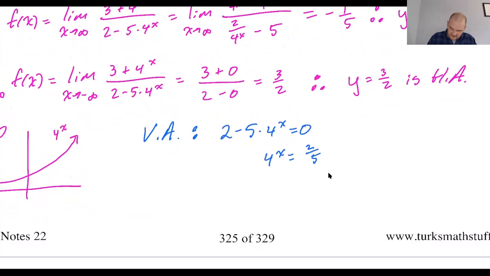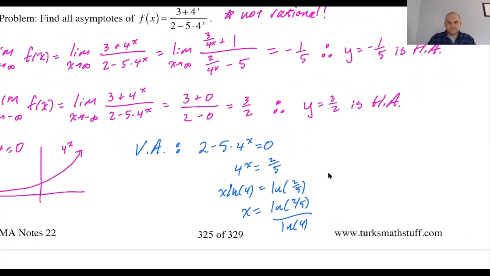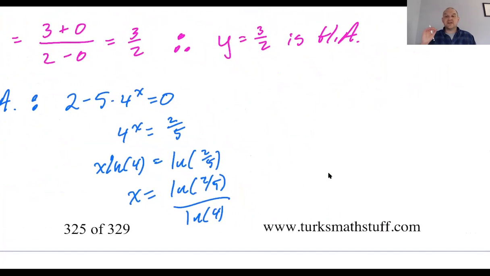So then I'm going to say x times natural log of 4. So I took the natural log of both sides and brought down the exponent as a coefficient. So x is the natural log of 2/5 divided by the natural log of 4, whatever. Okay, so I use natural log because calculus only works with natural logs. It doesn't really work with other bases. If you have another base, step 1 of any other base is convert to natural logs. So why not just start with natural logs?